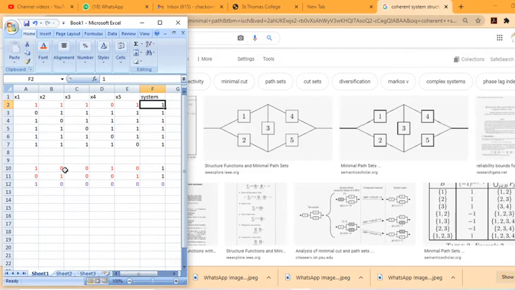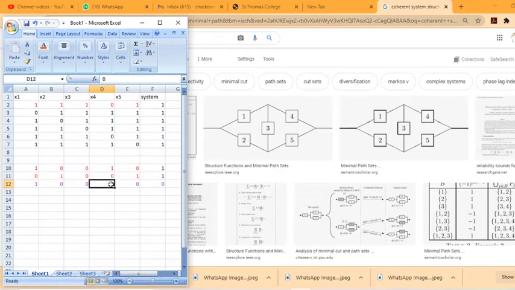In this case, when the component x4 goes to 0, the system goes to failed state. But in that vector, if the fourth component is failed, the system still remains functioning. So what is the difference between these two vectors? These vectors are all path vectors because the system function status is 1. At the same time, this path is a minimal path. What is the reason?